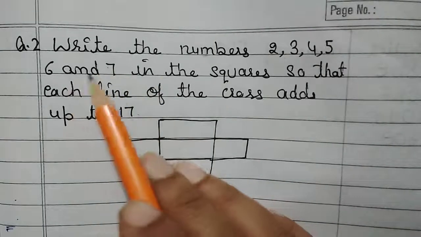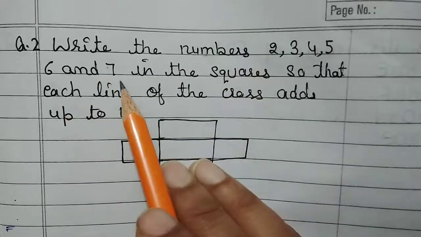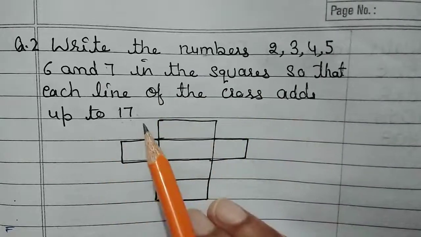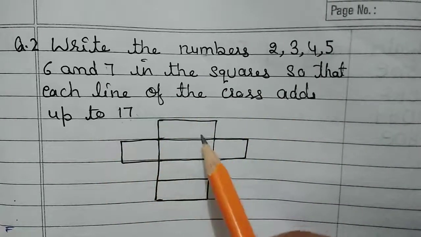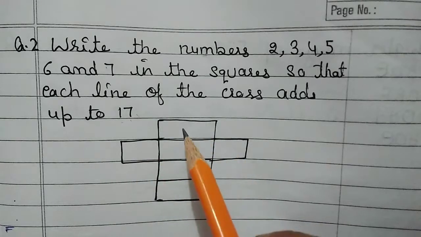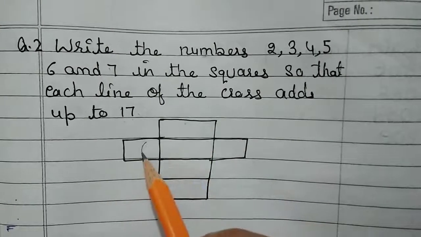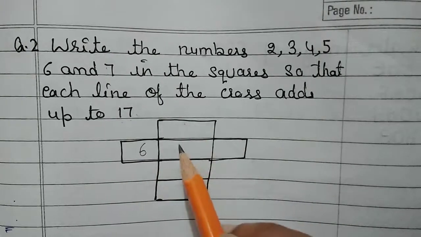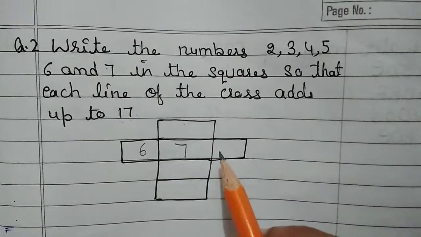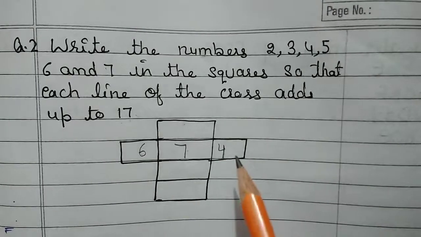The second question of your homework is, write the numbers 2, 3, 4, 5, 6 and 7 in the square so that each line of the rows adds up to 17. And the given square is like this. So if I place 6 here, and 7 here, then 6 plus 7, 13. We need 4 more to get the sum 17, so I will place 4 here.